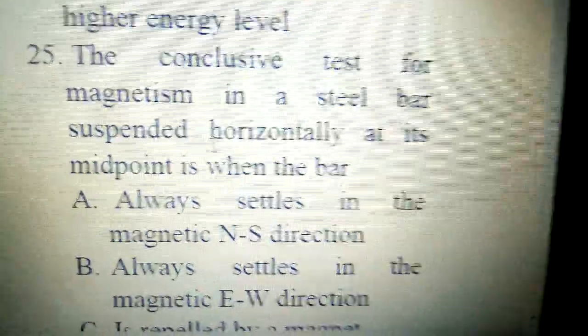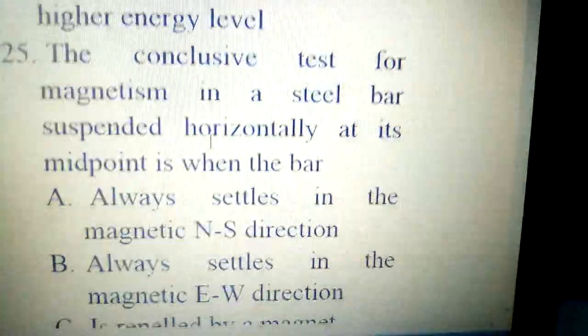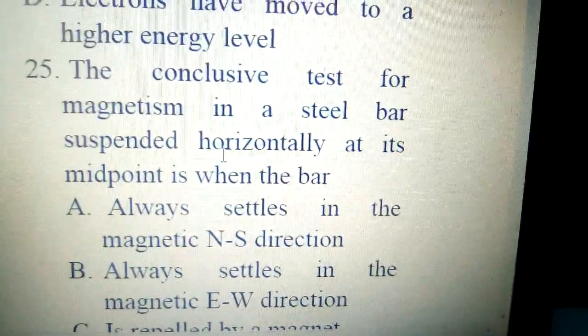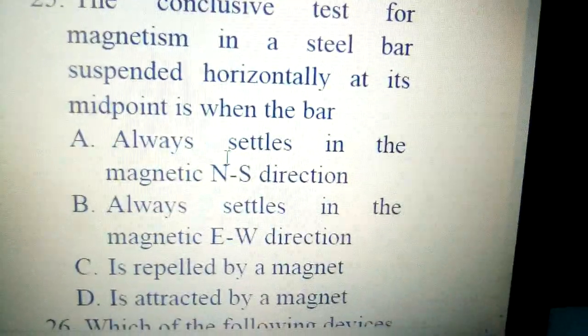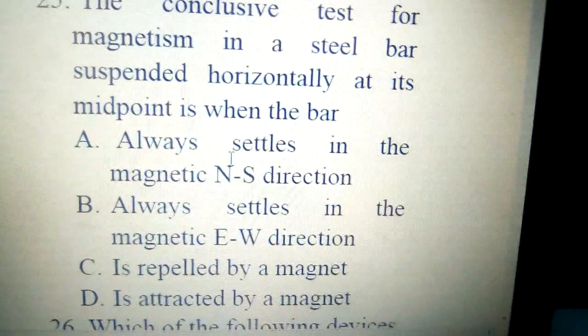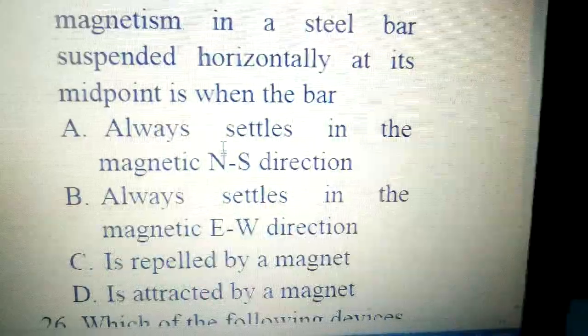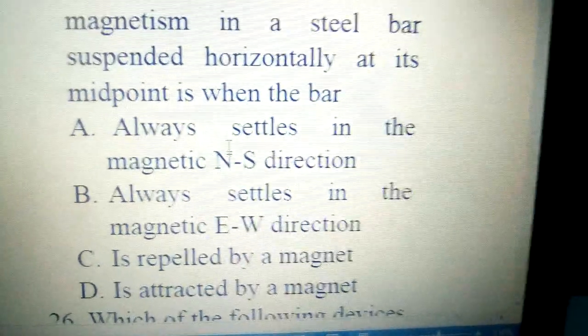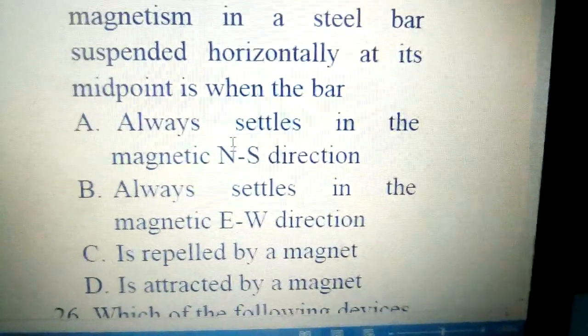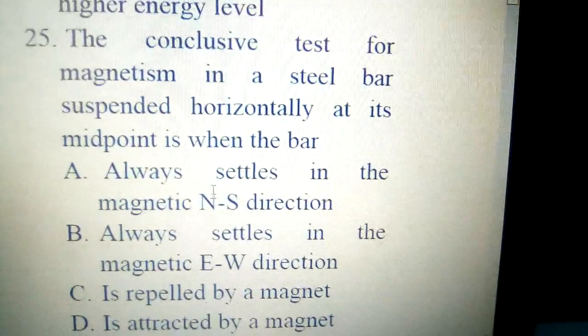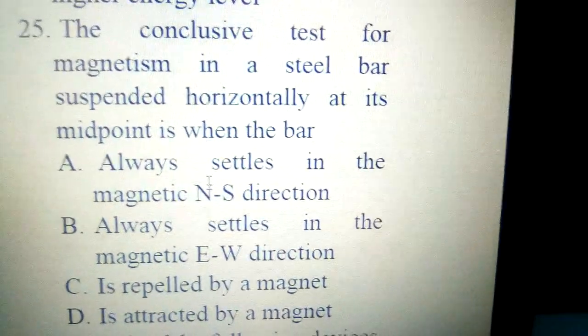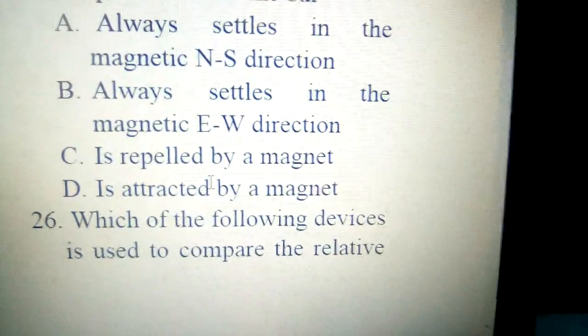Number 25. The conclusive test of magnetism in a steel bar suspended horizontally at its midpoint is when the bar A, always settles in the magnetic north-south direction; B, always settles in the magnetic east-west direction; C, is repelled by a magnet; D, is attracted by a magnet. The answer is A, always settles in the magnetic north-south direction. That's the truth for a magnet.